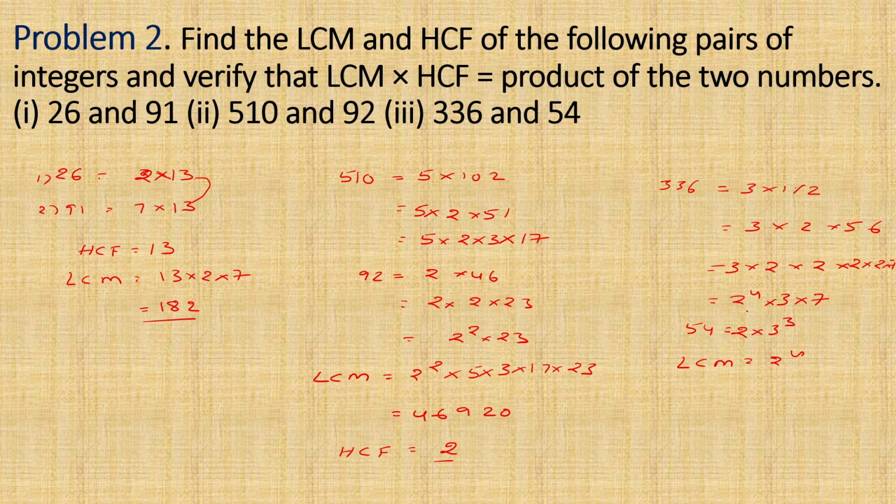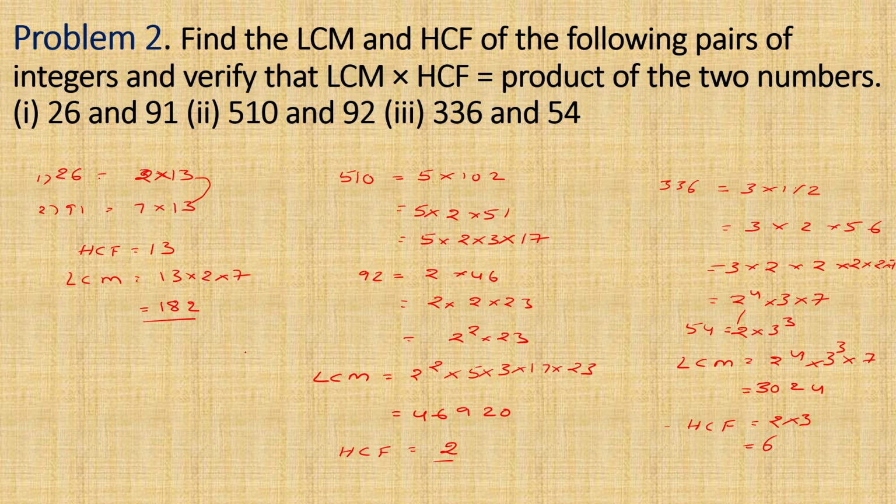Here LCM is equal to 2 power 4. 2 is common, highest is 2 power 4. Next 3 is common, highest is 3 cube into 7. We will get 3024. And HCF is smallest. 2 is common, smallest is 2. And 3 also common, smallest is 3. So HCF is 6. Okay.